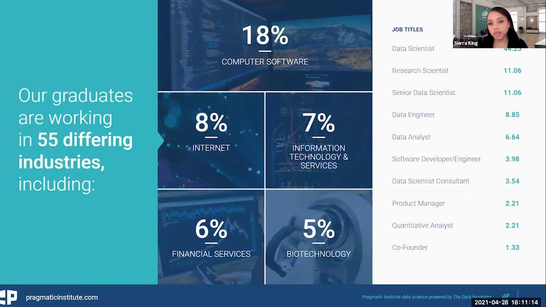Again, data is not available just yet for our analyst program, but for our data science fellowship program, this will give you an idea. Our graduates are working in 55 different industries. Some of the most common industries we see are computer software, internet, IT, financial services, and biotech. And then some of the typical job titles we see are data scientist, data analyst, research scientist, software developer, and product manager. These titles and roles vary depending on the company and industry, but these are just some of the roles we've placed in the past.